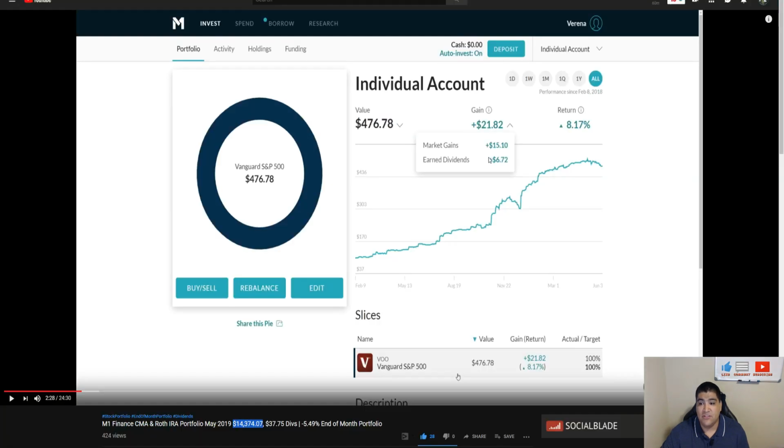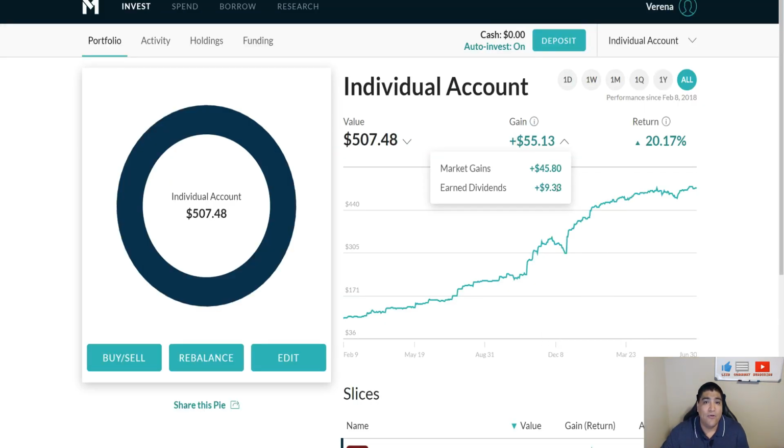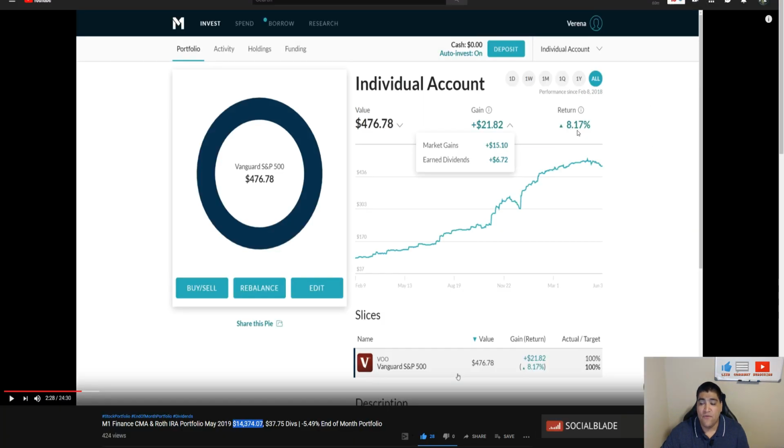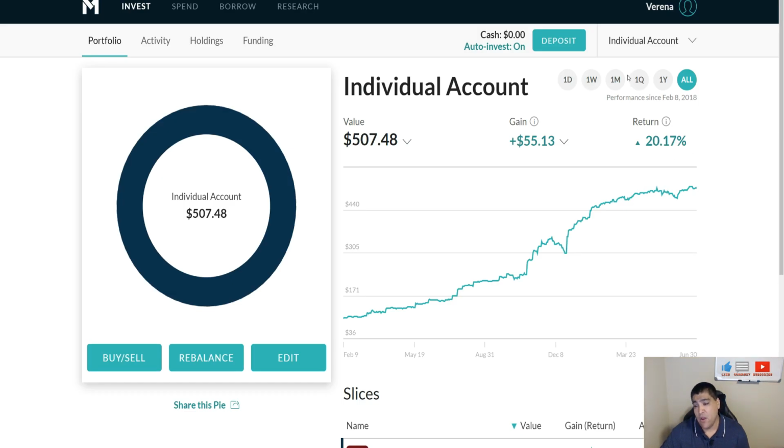Now our earned dividends did go up. I have not received the dividends yet, but they should be paid out very early in July. So we went from $6.72 of earned dividends, and I have now earned those dividends, but they are not currently showing up in cash in the account because they have not been paid out to the account. Now our total return for this portfolio since inception back on February 8th, 2018 has gone from 8.17% to now 20.17%. We are about 6 months into the year now, so the portfolio appears to be doing pretty well.